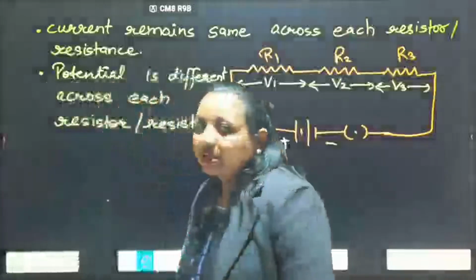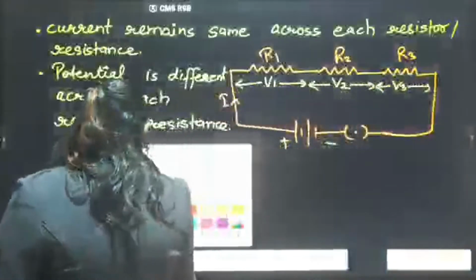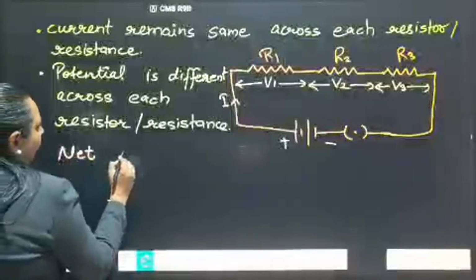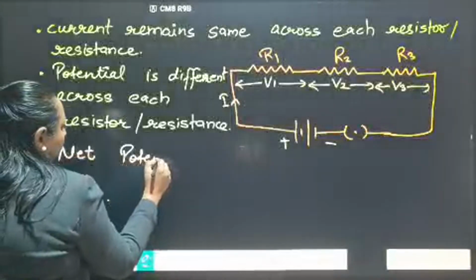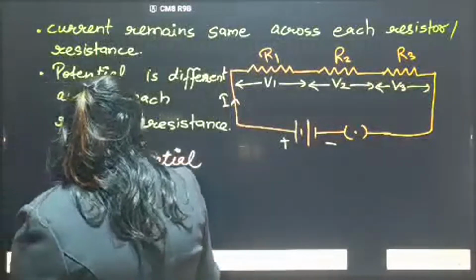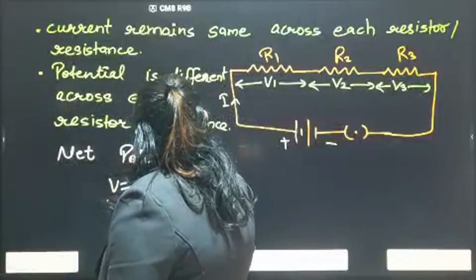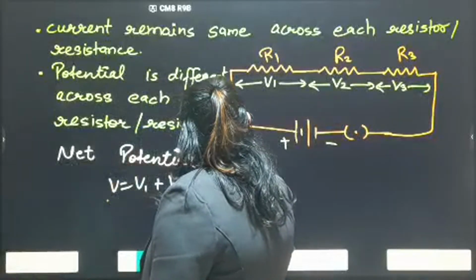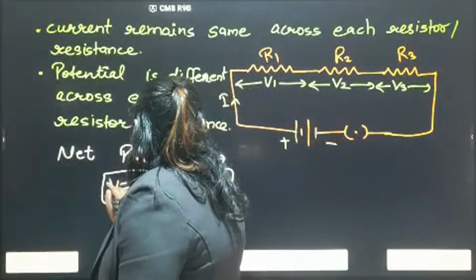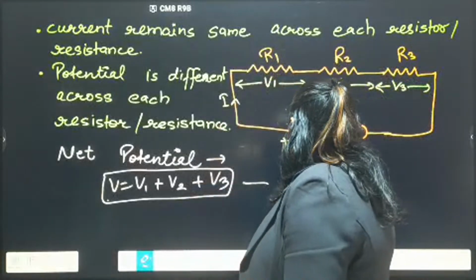Right? So current remains the same, but the potential is different. If we have to find the net potential, so V is equal to V1 plus V2 plus V3. This is the formula to find the net potential across the circuit.